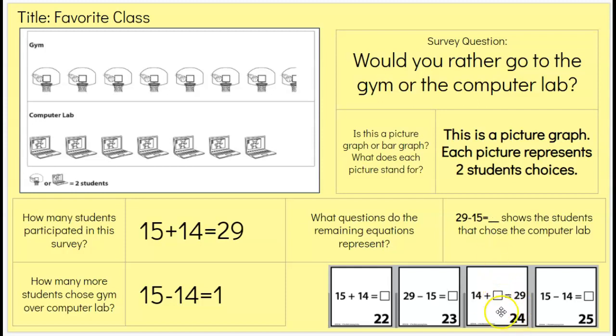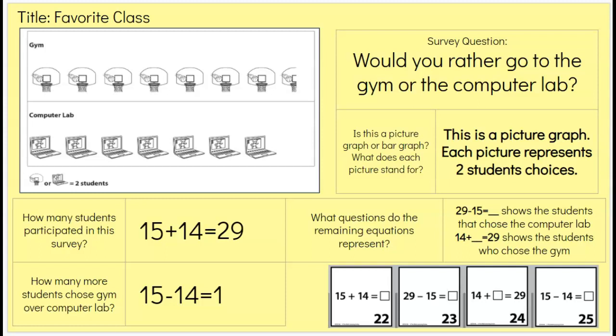Let's look at our very last one. What is this blank space telling me? Now, if you were thinking 14, well, that's how many students chose the computer lab. Plus, well, this has to be the other half of the students because I know that altogether we have 29. So it must be 14 plus 15 equals 29. Well, 15 students chose gym. That must be the 15 students who chose gym. Show a connection if you were thinking that too.